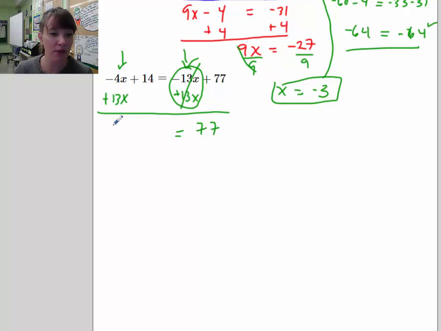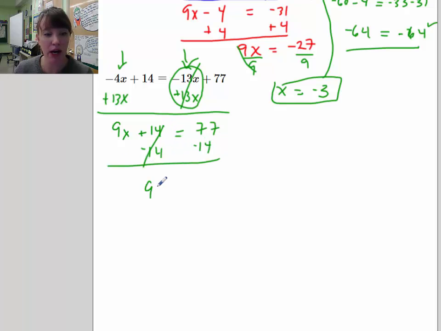And here I have 9x plus 14. Now I want to subtract 14 from both sides. I have 9x is equal to 63. Again, I divide by 9 on both sides, and I have x is equal to 7.